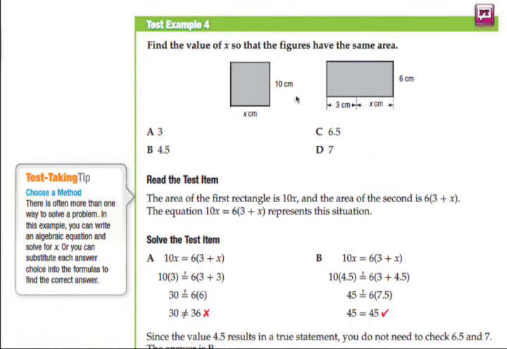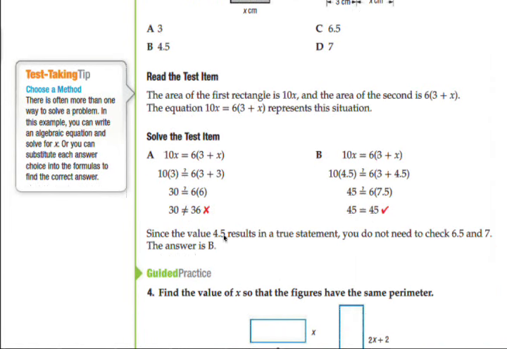There are many situations in which we have variables on both sides of an equation. So here, for example, find the value of x so that the figures have the same area. We need a setup here. Your setup is 10x, because that's a square, and then a rectangle, which is 6 times 3 plus x. So we solve, and you end up getting an answer here as b.